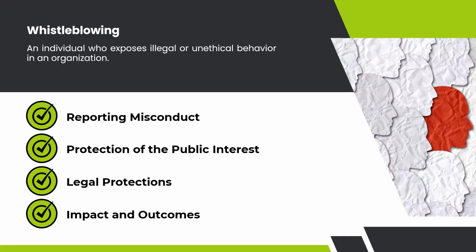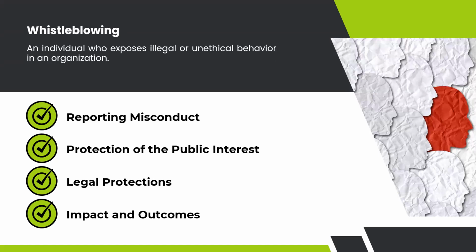The protection of public interest. Whistleblowers are motivated by a sense of responsibility to protect the public interest. They believe that revealing misconduct within their organization is necessary to prevent harm to customers, employees, shareholders, the environment, and society at large. What legal protections are available? Many countries have laws in place to protect whistleblowers from retaliation by their employers. These laws often prohibit employers from taking adverse actions against whistleblowers, such as firing, demoting, or harassing them.